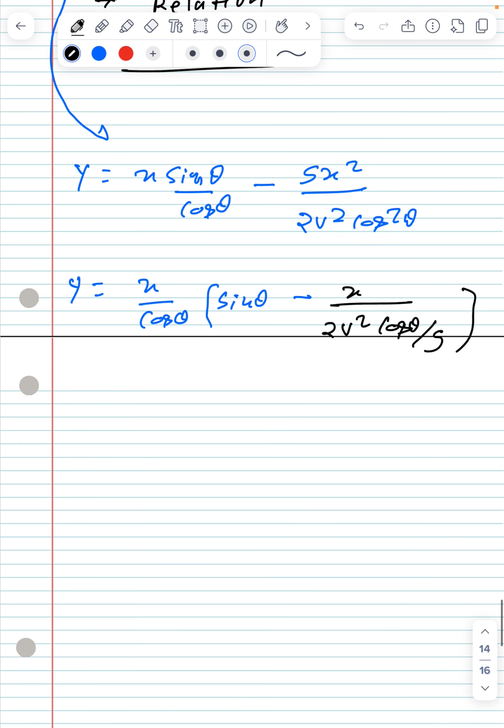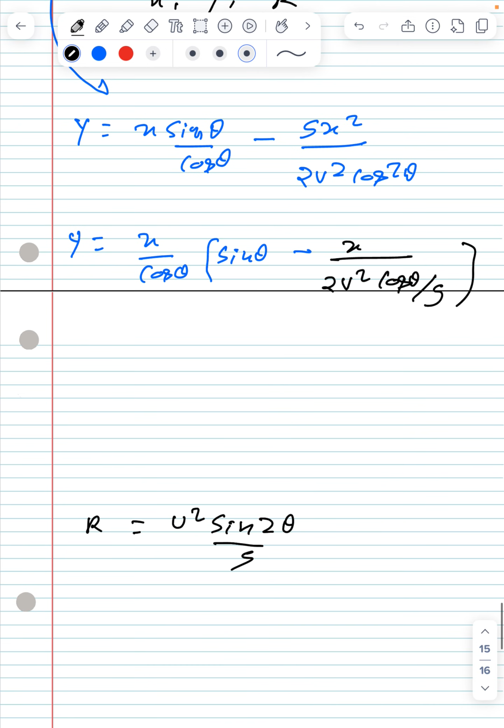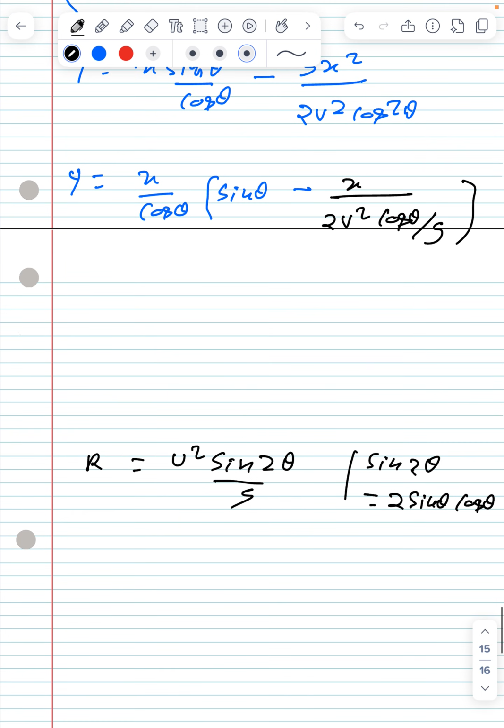Taking some common factor, y equals x divided by cos theta, times sin theta minus x divided by 2 u square cos theta divided by g, right.